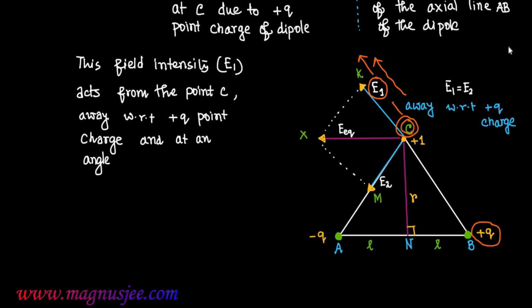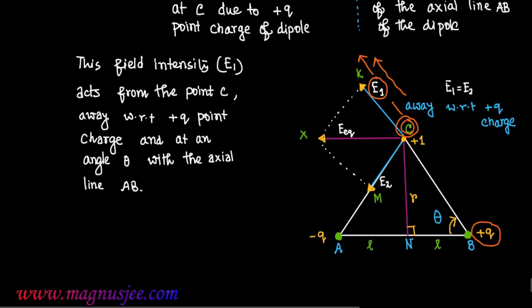we can denote the direction angle, at an angle theta with the straight line Cx, which is parallel to the axial line AB. This field intensity E1 acts from the point C, and we can denote the angle theta in the diagram. Angle CBN is theta. Similarly, angle KCX is also theta. That means E1 acts at an angle theta with the direction Cx, or with the axial line AB of the dipole.